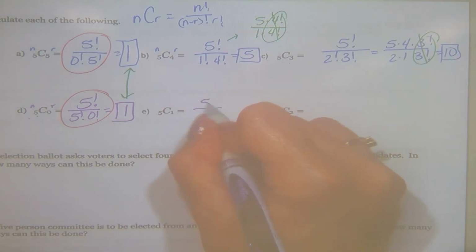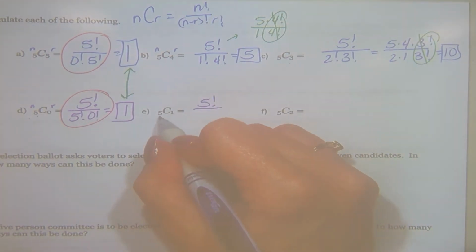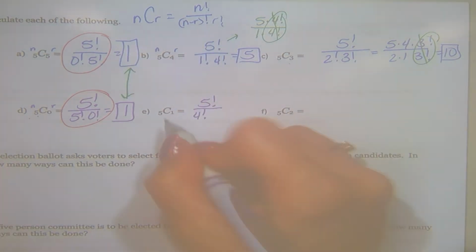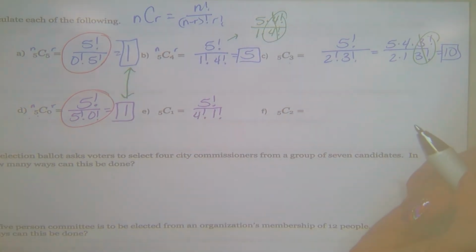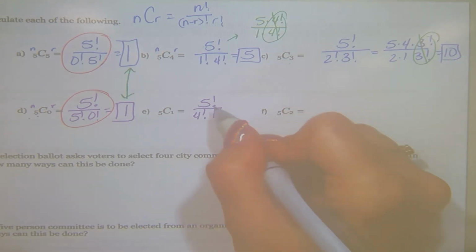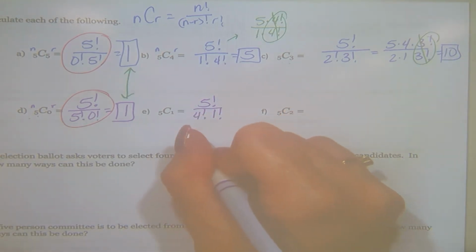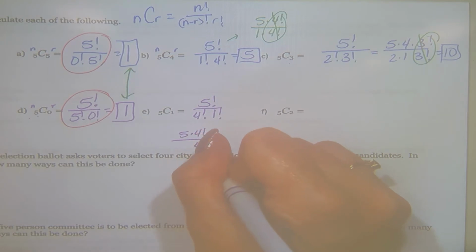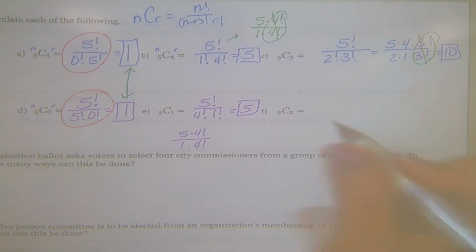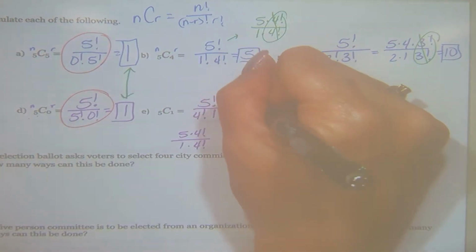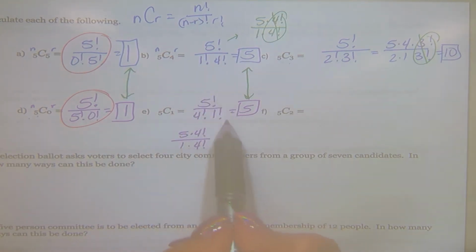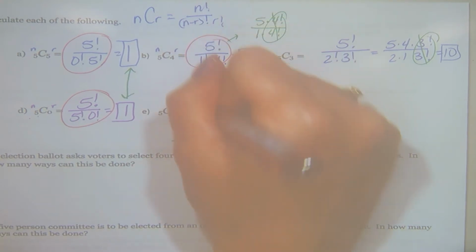5 choose 1. 5 is my n, so 5 factorial is my numerator. My denominator, I do n minus r. 5 minus 1 is 4 factorial. And then r factorial would be 1 factorial. You know what? It's going to be just like this one. My numerator would be 5 times 4 factorial. My denominator is 4 factorial times 1. That leaves me with just 5. Because it doesn't really matter if I have 1 factorial times 4 factorial or if I change that order, because order does not matter in multiplication.